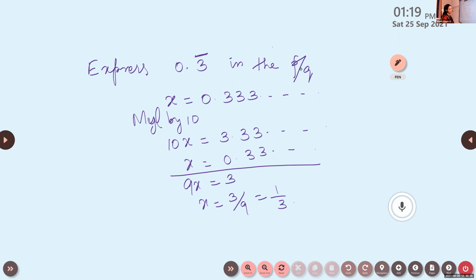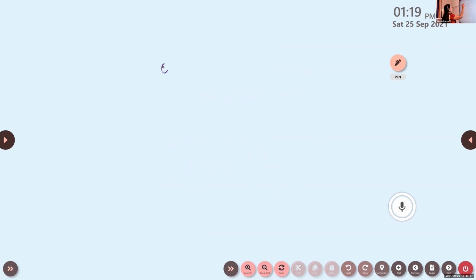Suppose you are given a question like this, 0.26 bar. Then what does it mean? The digit 6 is repeating, 2 is not repeating. So you can write x is equal to 0.2666 and so on. So 6 is the repeating block. 2 is the non-repeating block.